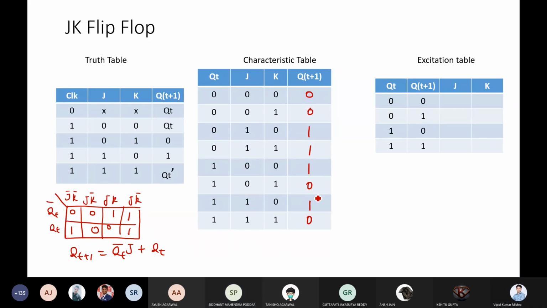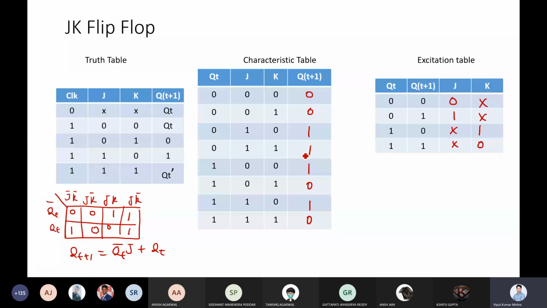Okay, and what about the excitation table? What is the JK value here? 0X, 0X, 1X, 1X, X1, X1, X0, X0.